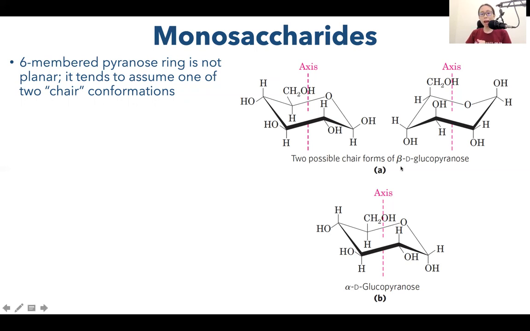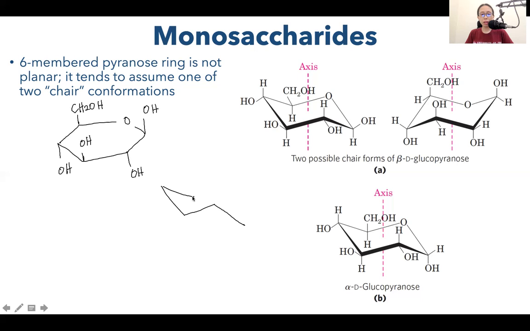So for example, we have a beta D-glucopyranose. The Haworth perspective formula is this. This is beta, so it should be pointing up. And then that's down, up, down, and CH2OH. So in the chair conformation, what you do is you first draw the chair.